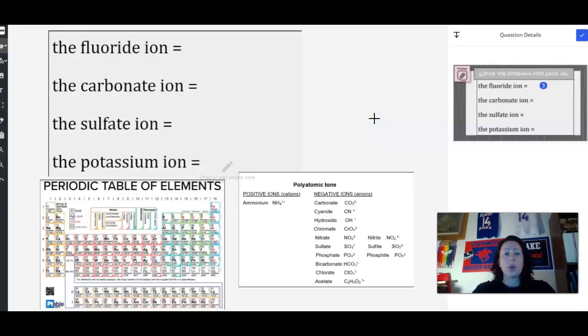So you're going to show your work, and I have here a periodic table. I have that list of polyatomic ions, and so you're just going to type out, or you can write out, use whatever tool you're comfortable with here, and tell me what those formulas look like.